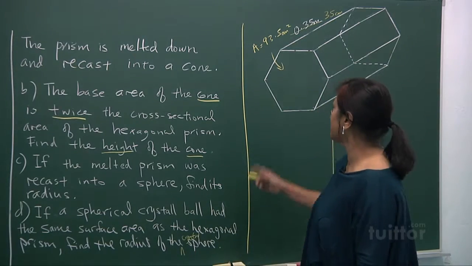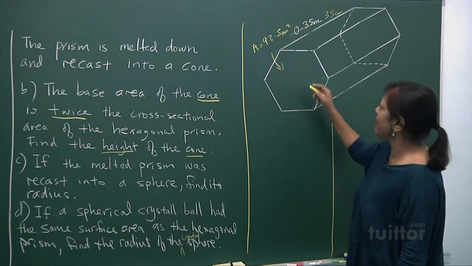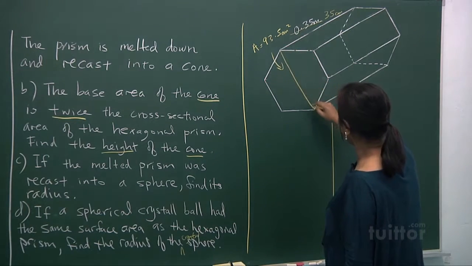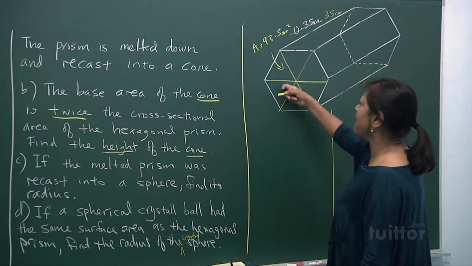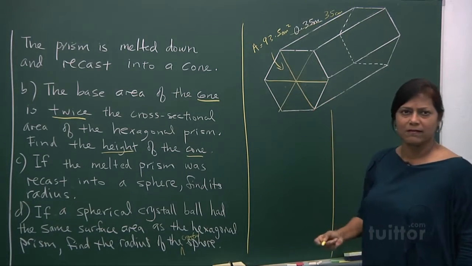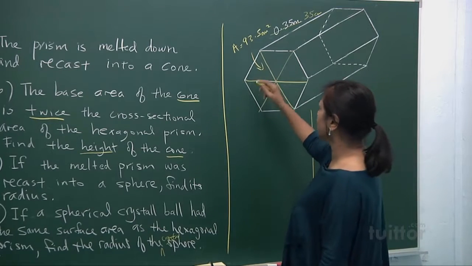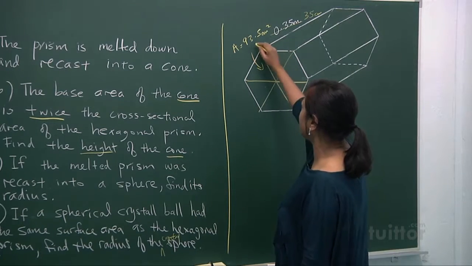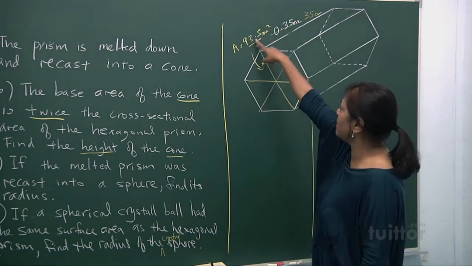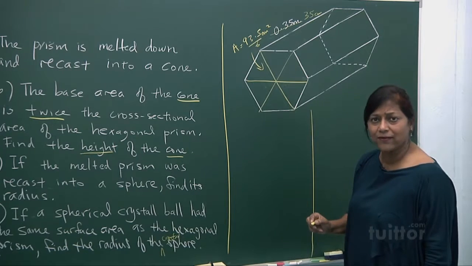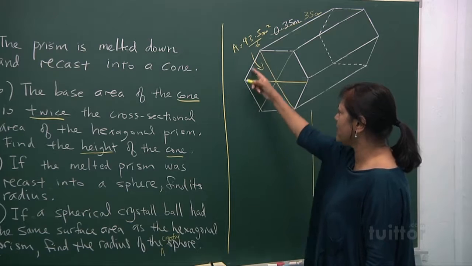Now let's look at the first sum here. We've got to find out the length. If I were to draw and join them all up, you will see that a hexagon is made of none other than 6 triangles. Each triangle's area is the total divided by 6, because the total area is 93.5, so it will be equally divided. So what we're going to do is find the length.